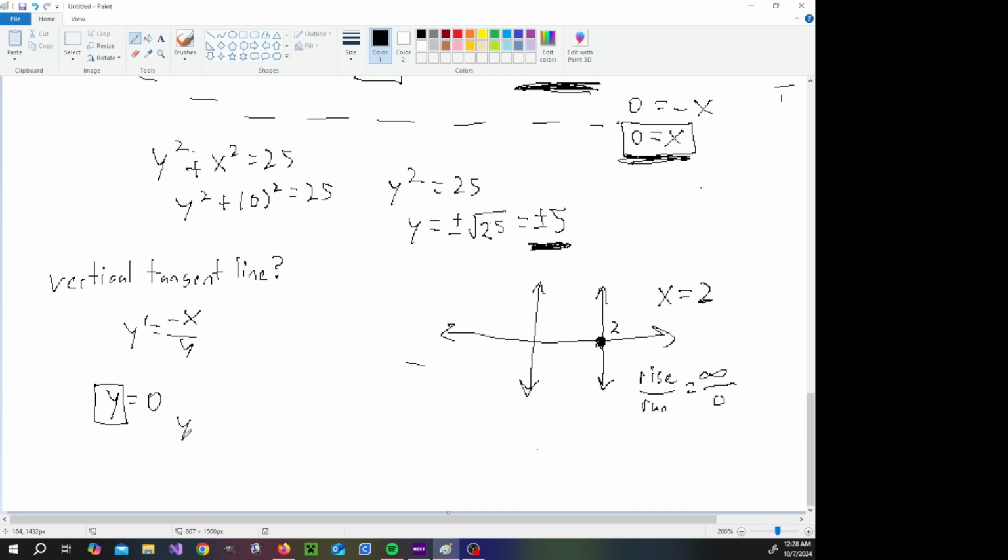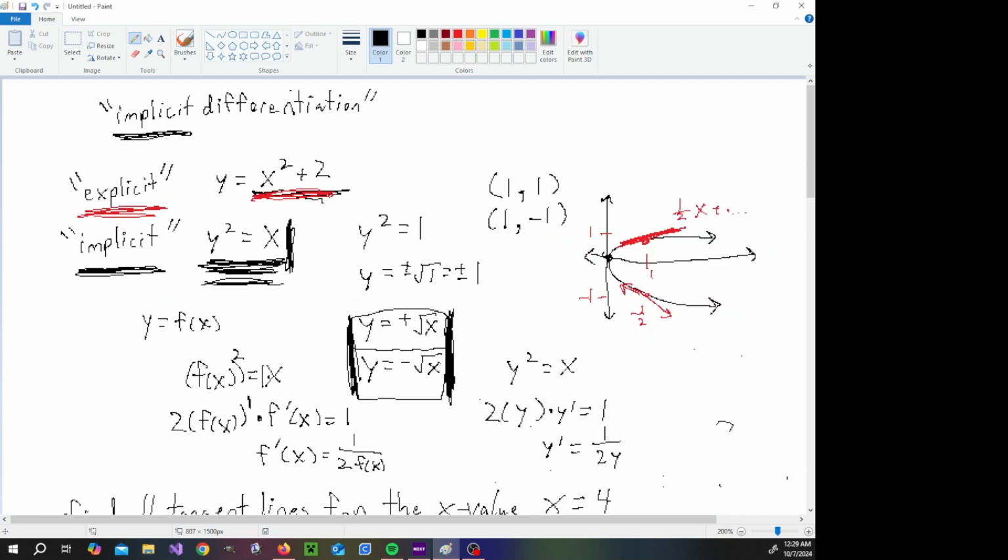So now again, plugging this into y squared plus x squared is equal to 25. Y is equal to 0 means you have 0 squared plus x squared is equal to 25, which turns into x squared is 25. And again, this gives us x is plus or minus 5. So our two coordinates happen when x is 5, y is 0, and when x is negative 5 and y is 0.